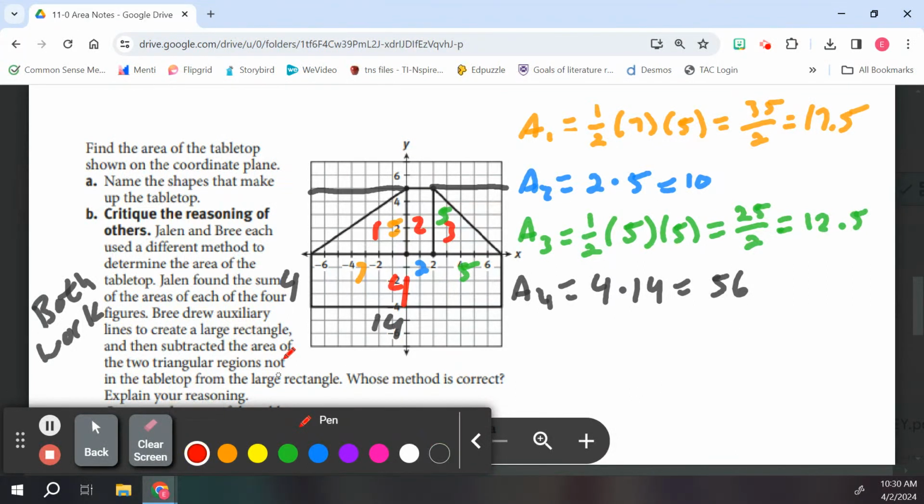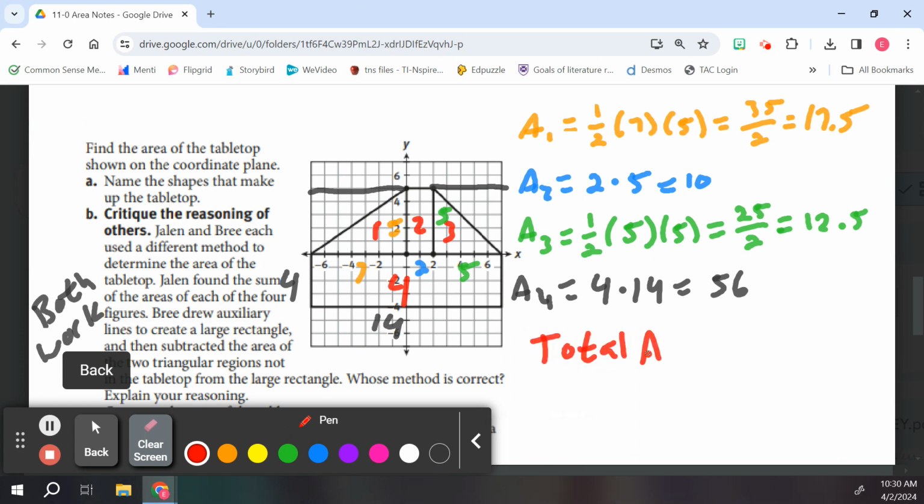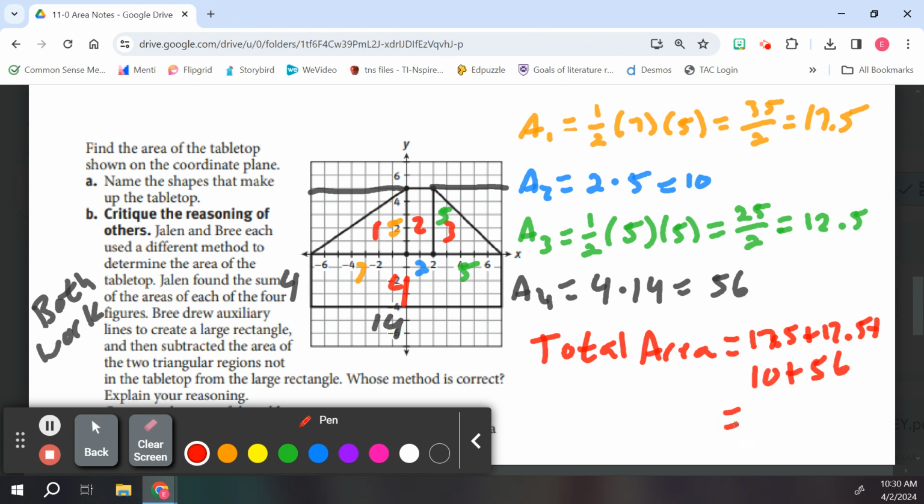It doesn't matter. Now, our total area is going to equal the 17.5 plus the 12.5 plus 10 plus 56, which gives us a total of 96 units squared.